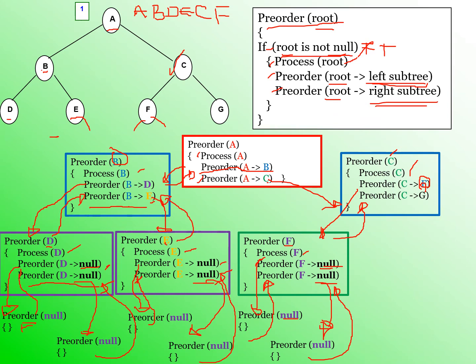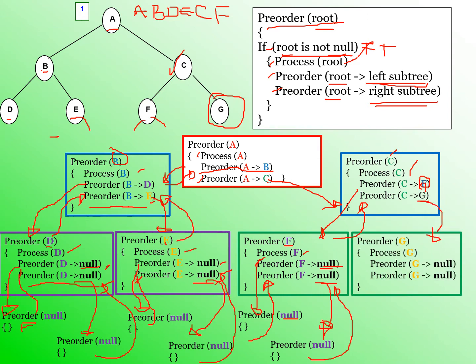Okay? So, next statement is preorder C referencing to the right subtree. So, C referencing to the right subtree, that is G. So, ibig sabihin, we now have preorder G. Okay? Now, preorder G, root is not null, so true, then process natin ang G. Okay? After processing G, we have preorder G referencing to left subtree. So, left subtree niya ay null. So, tinawag uli ang sarili, pero null ang kanyang left subtree. So, ang magiging bagong root ay null. Again, null is not null. False. So, balik lang sa tumawag sa kanya.